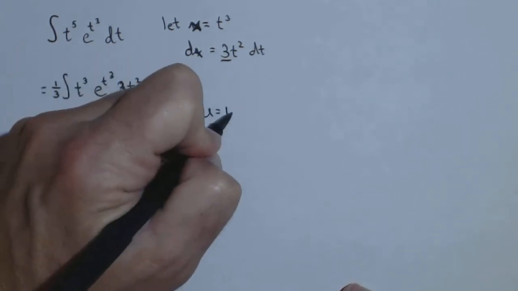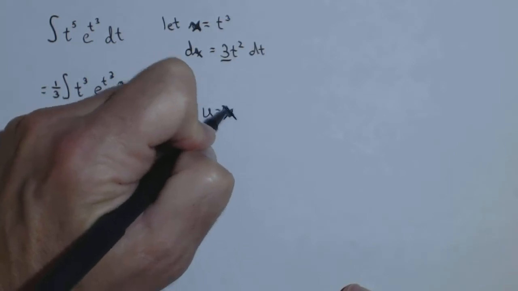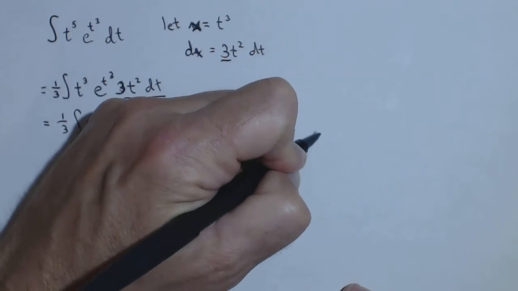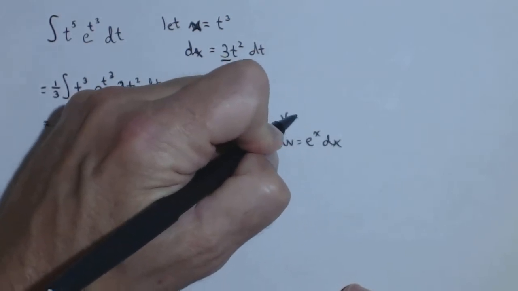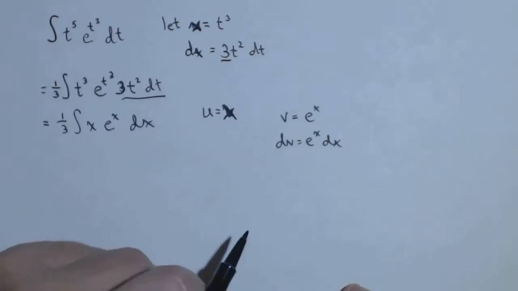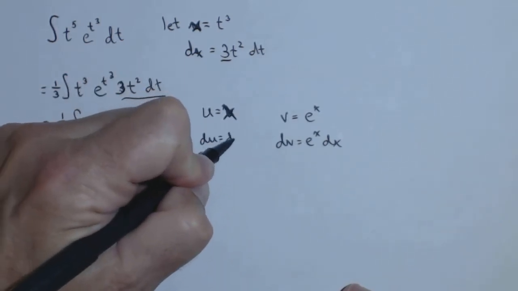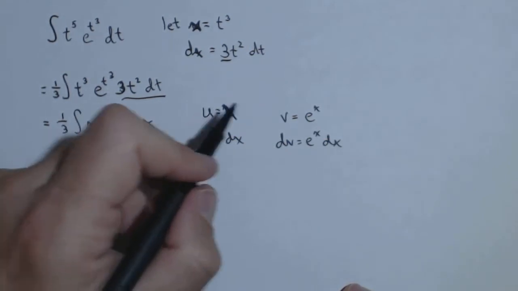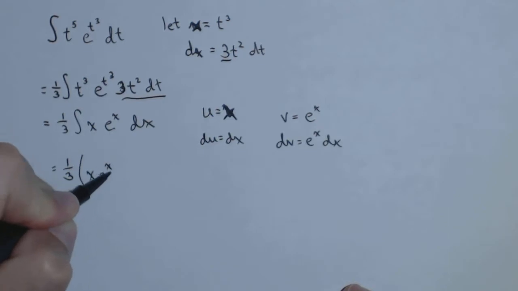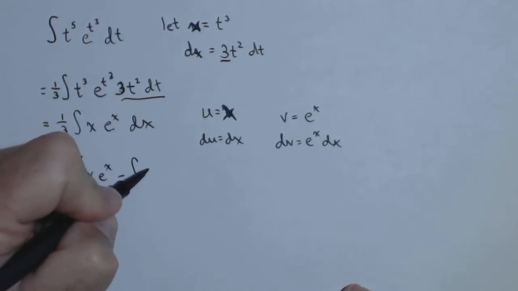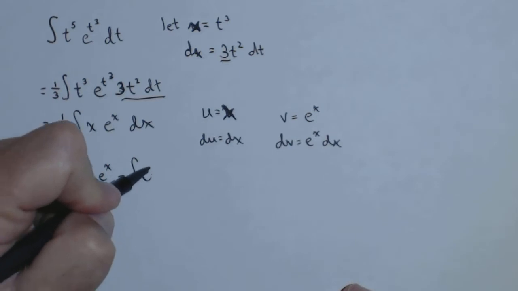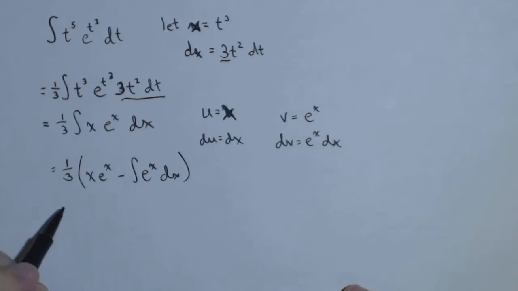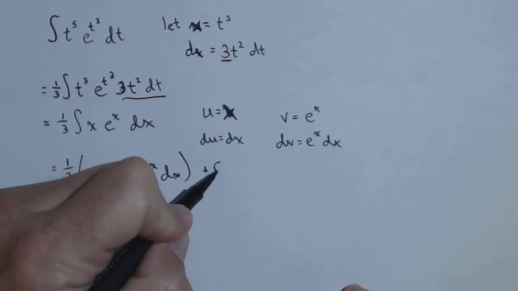I'm going to let my u equal x, and my dv equal e to the x dx. V equals the antiderivative of that, which is e to the x, and du just equals dx. So I have 1/3, and now I'm going to put in x e to the x minus the integral of v du, e to the x dx. And I got a basic antiderivative there. We'll need a plus c.